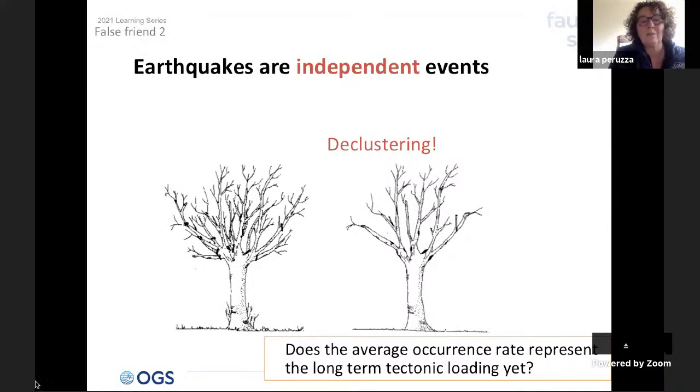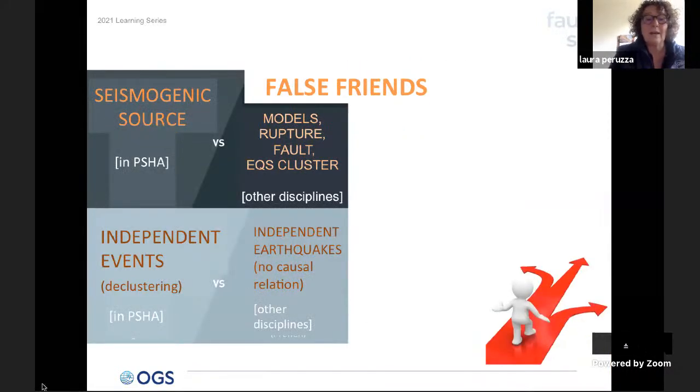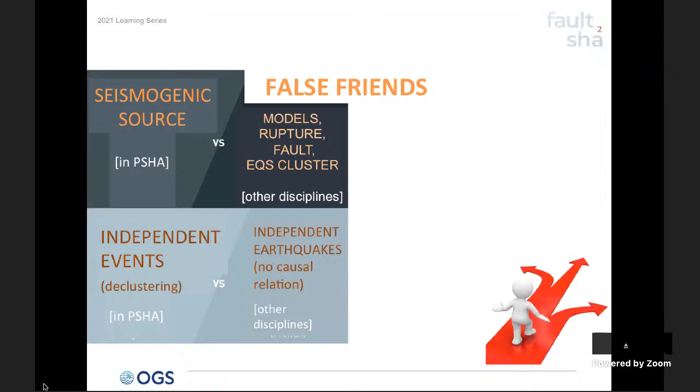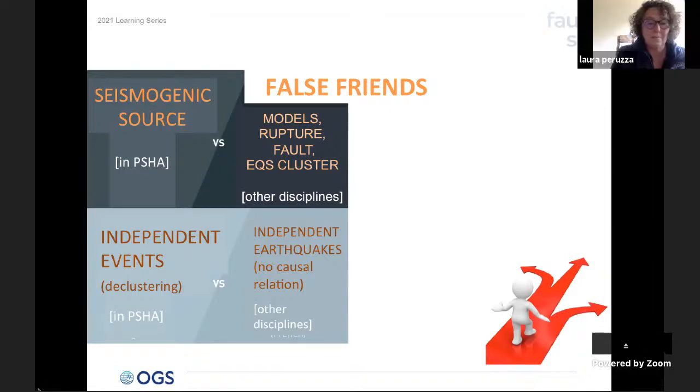Cutting the branches of our catalog, cutting the dependency of events, are we really accounting for the long-term tectonic loading or not? This is one of the reasons why I put the word "independent event" into the false valence category, because for a seismic hazard modeler, independent events means something true at the classical sequence, let's say, stationary in time. While for other expertise, independent events are probably earthquakes that have no causal relation among them.